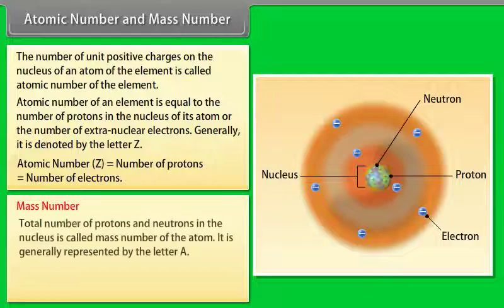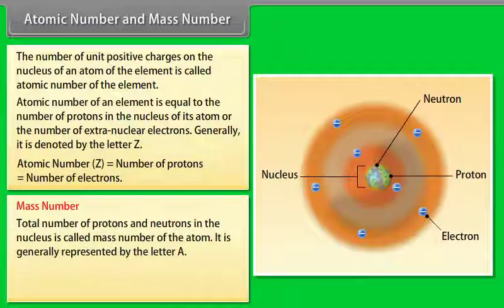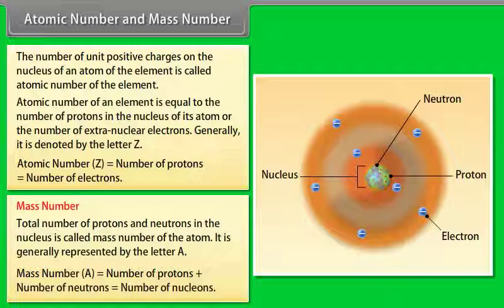Mass number. The total number of protons and neutrons in the nucleus is called the mass number of the atom. It is generally represented by the letter A. Mass number A is equal to number of protons plus number of neutrons, which is equal to number of nucleons.